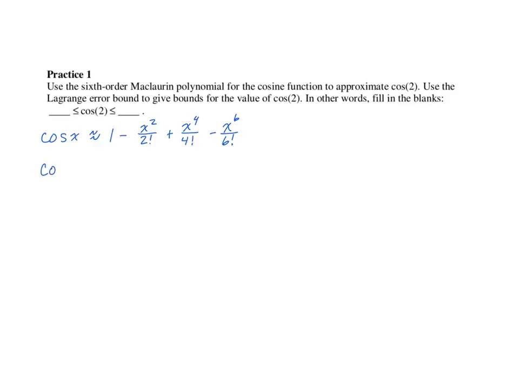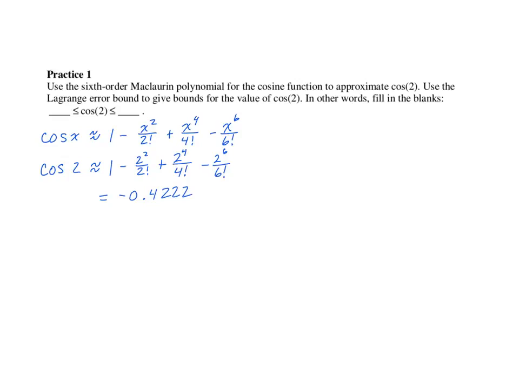Now what we're trying to do is approximate the cosine of 2. Well, that would be equal to 1 minus 2 squared over 2 factorial plus 2 to the fourth power over 4 factorial minus 2 to the sixth power over 6 factorial. And what this comes out to is negative 0.4222, and a bunch of decimals after that. All right, so that's our approximation for cosine of 2.